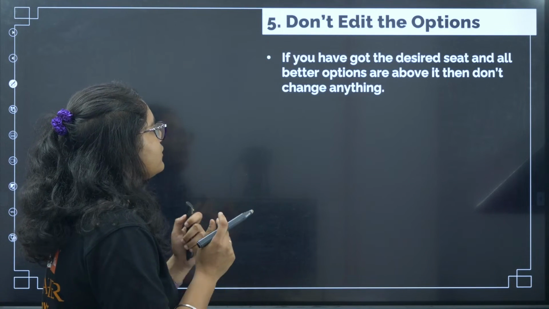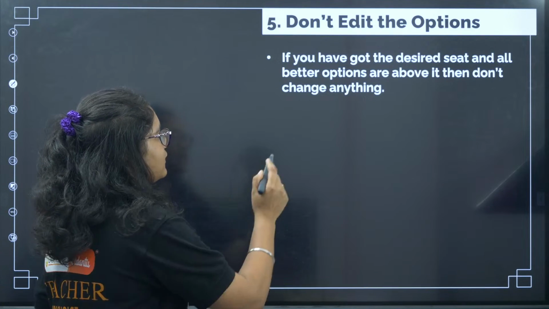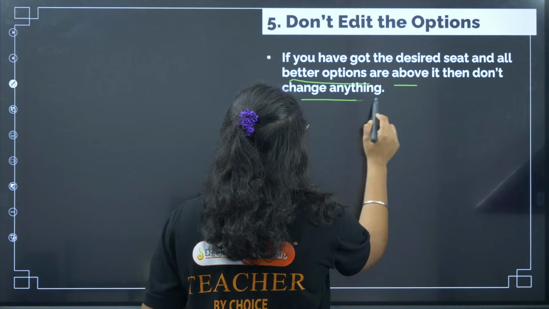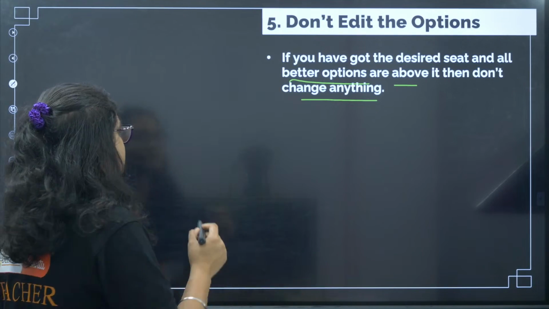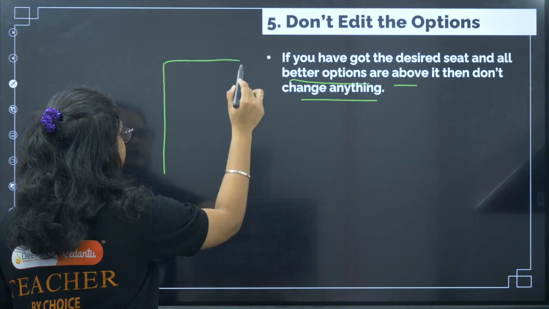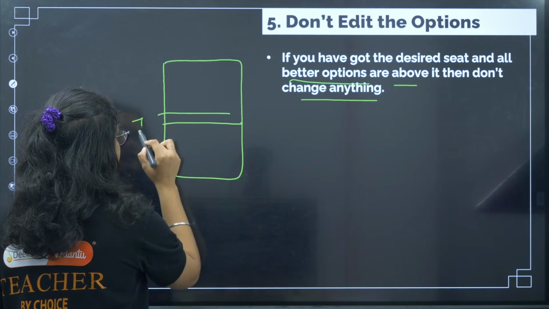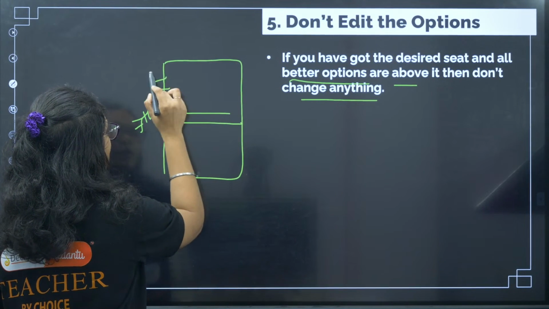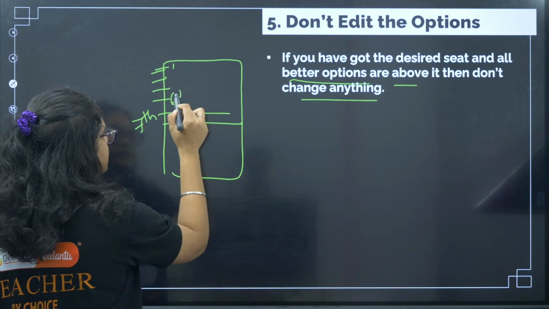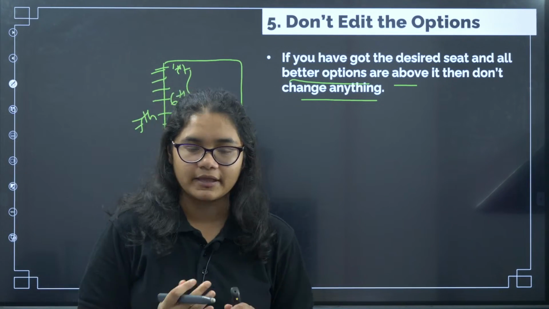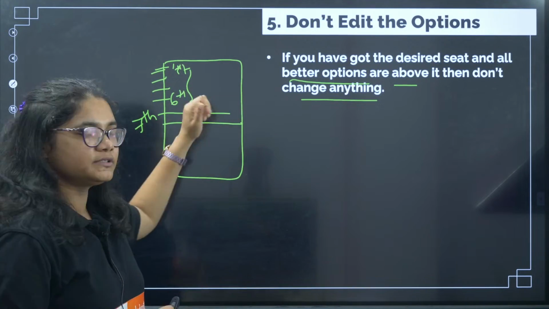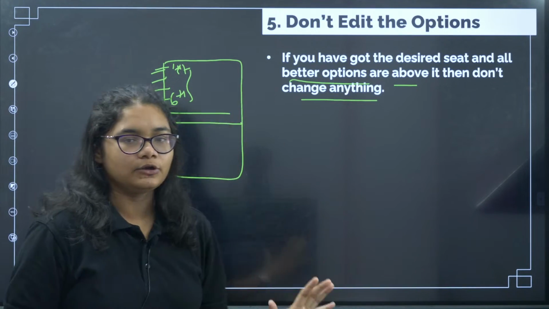So now coming to this: if you have got the desired seat and all the better options are above it, then there is no need to change anything. As I told you, suppose you have got the 7th college in your list, and all the options from 1st to 6th are better options than that. Then you do not edit your option entry.